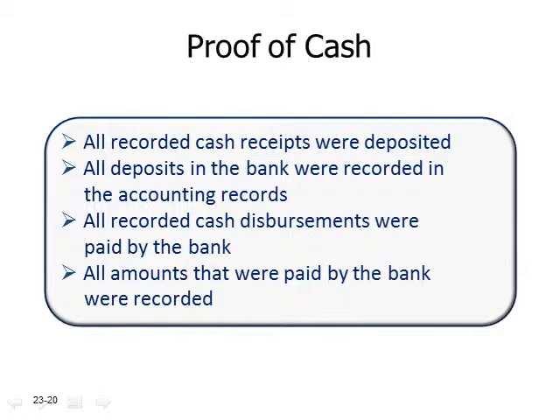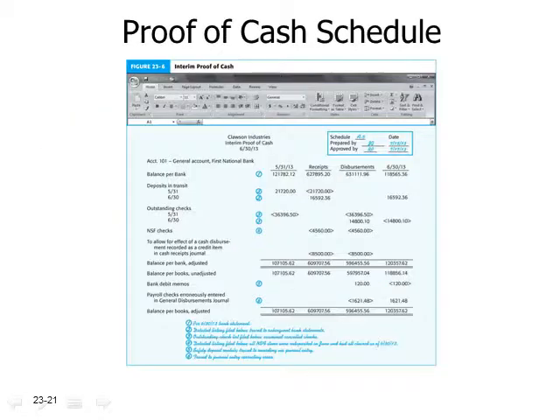And so here what we're looking for is this proof of cash, where we're looking at whether all recorded cash receipts were deposited, that all deposits in the bank were recorded in the accounting records, that all recorded cash disbursements were paid by the bank, and that all amounts that were paid by the bank were recorded. And so we're making sure to confirm that everything independently recorded on the bank statement was also reflected in the general ledger or in the cash account, whether that's an inflow or an outflow. And this is just an example of a proof of cash schedule where we're performing this testing.